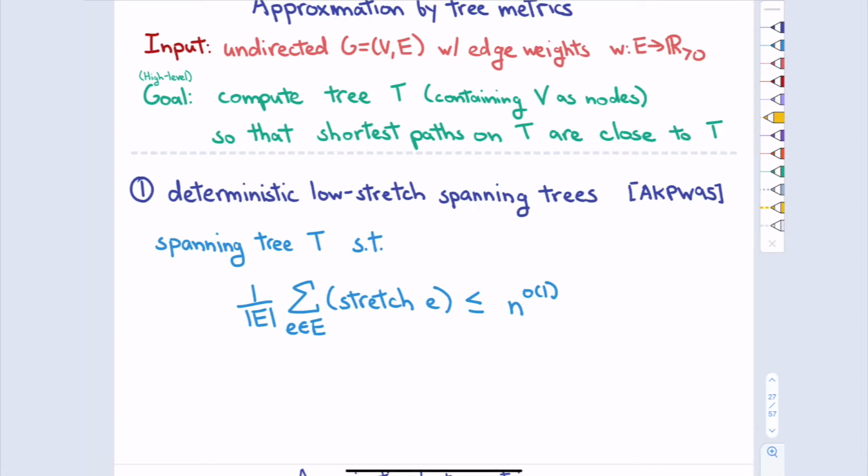But still, this is very surprising. It's also deterministic. It's based on a technique called region growing and low diameter decompositions, which we might emphasize in the approximation class, but since it's not randomized, we will not discuss it. All right? But it's good to be aware of it.